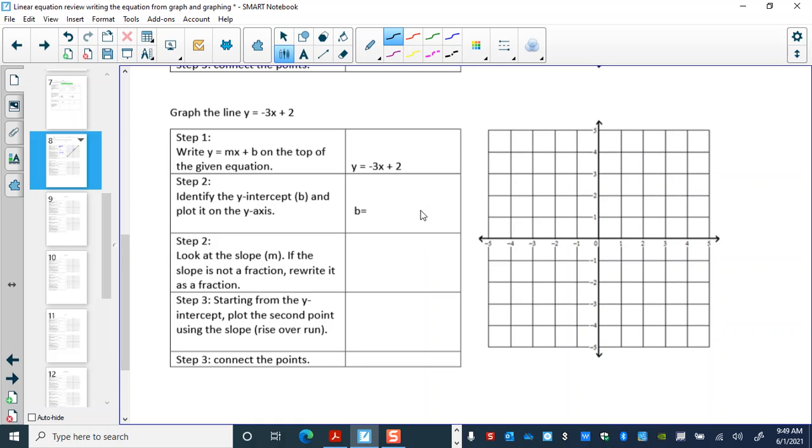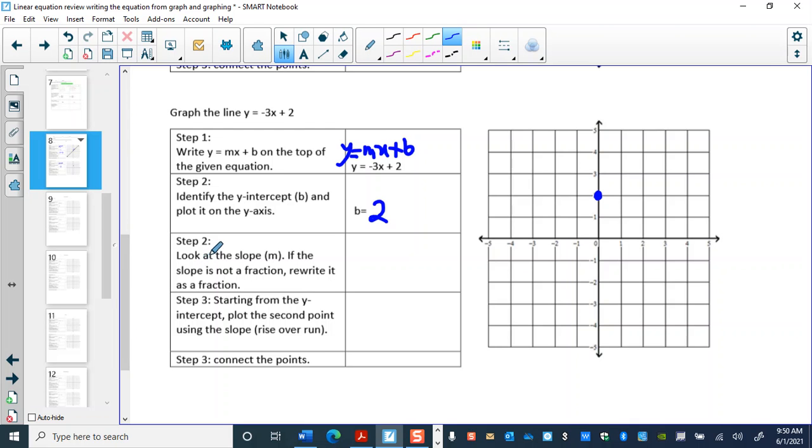Graph the line y equals negative 3x plus 2. Step 1. Write y equals mx plus b on the top of the given equation. So y equals mx plus b. And remember, m is the slope, b is the y-intercept. Step 2. Identify the y-intercept and plot it on the y-axis. So your y-intercept is 2. And on the y-axis, you plot the point 2.